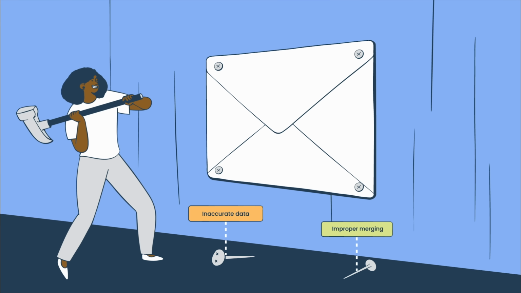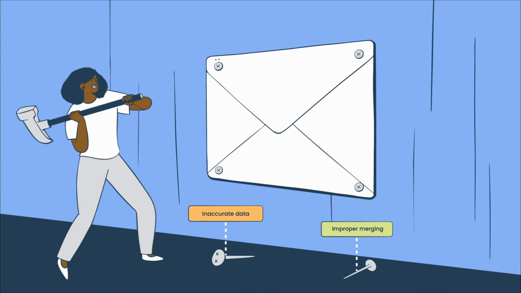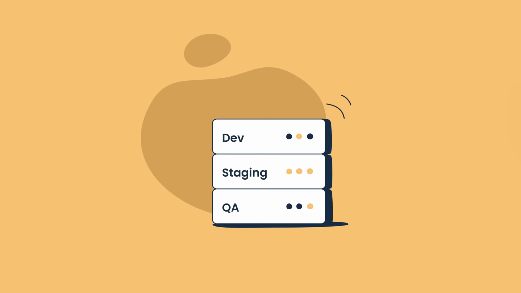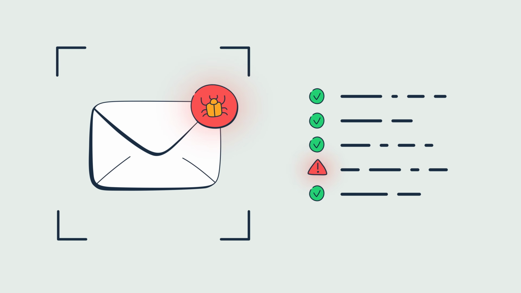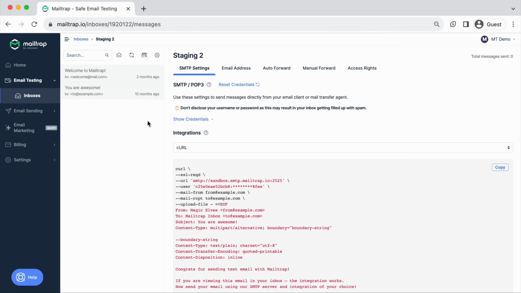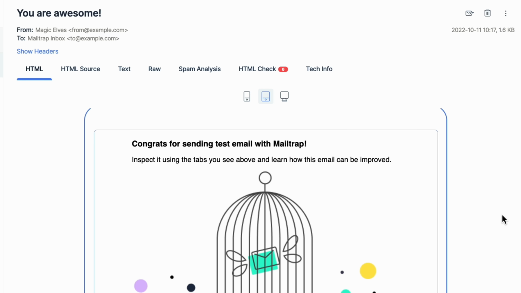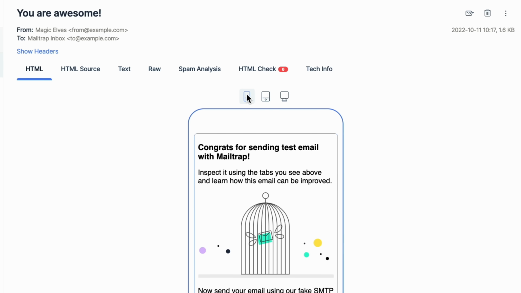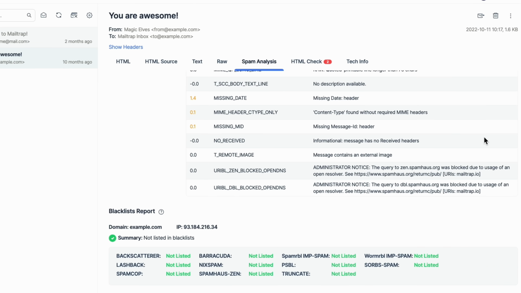A lot can go wrong in the process, from inaccurate data to improper merging. But all of that can be avoided with careful testing. With a trusted tool like Mailtrap Email Testing, you can easily simulate sending to multiple recipients and check if the fields were merged properly. You can also preview your HTML template and see if the dynamic content renders as expected. Or check the spam score to make sure your emails land in the inboxes.